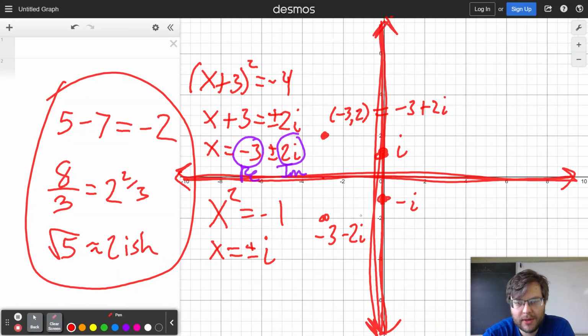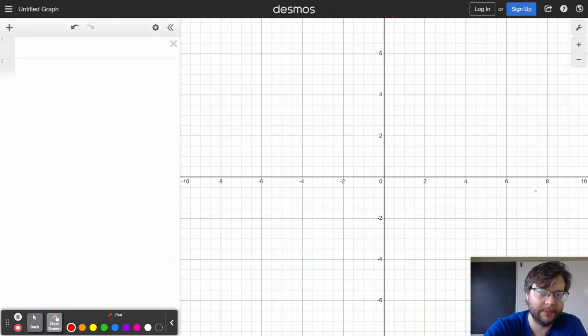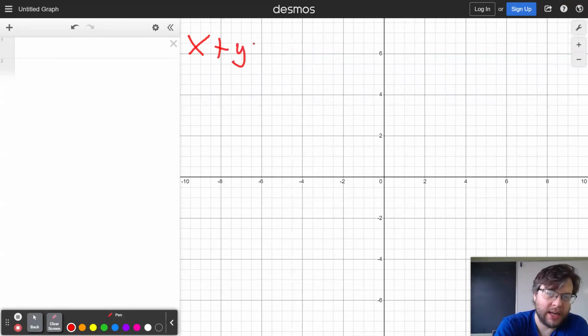So that's the very basic idea of what we're doing: we're solving problems involving square roots of negative numbers, and then we're representing those answers as points on the plane. Okay, so I'm going to clear the screen. We're going to move a little on from that. What we've established so far is that if you have a number, x plus y i, we can represent that as x comma y.